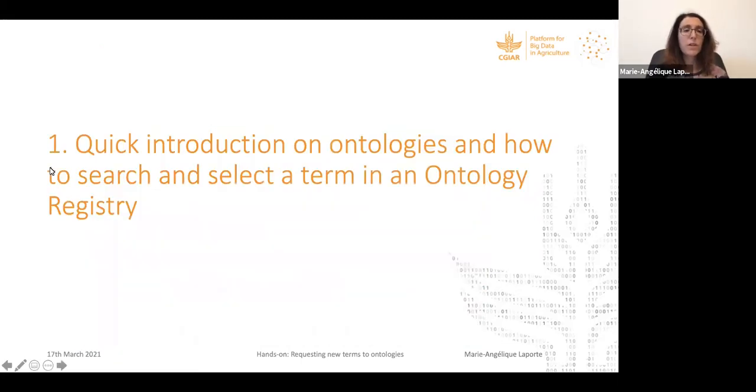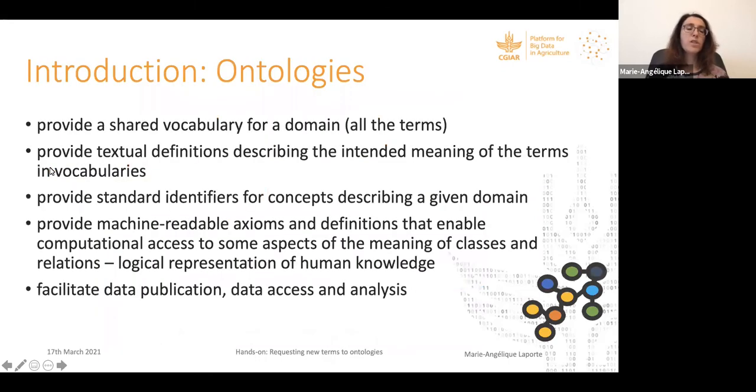Okay, so first I'm going to give a quick introduction on ontologies. Just as a reminder of what ontologies are: ontologies define all the terms and the relationships among those terms of a specific domain, and all the terms and relationships have a unique identifier that can be accessible from anywhere on the web, and that gives all the information about this term and relationship. An ontology also provides a set of axioms that are machine readable, so that lets not only humans understand the terms and the relationships, but also the machine.